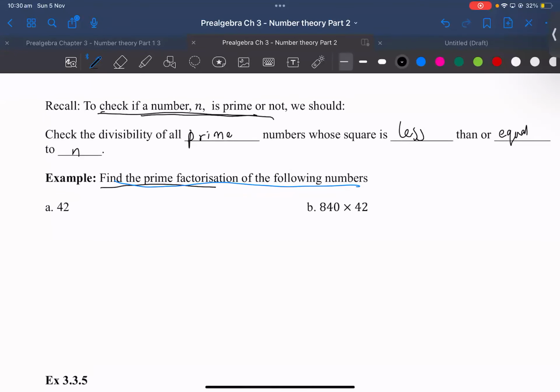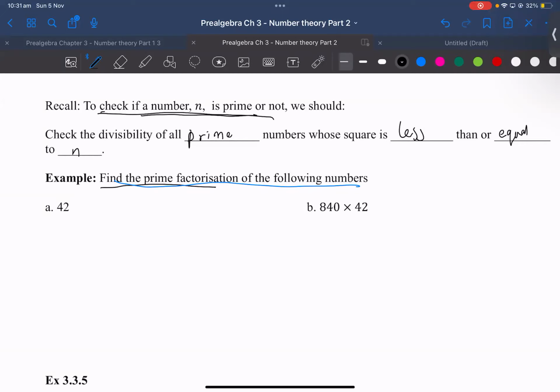So we'll discuss this together. So 42, trying to find the prime factorization. I recommend you guys do it along with me, right? Don't just listen to me, because when you do it, you're going to learn more. All right, so 42, how can we break that down?